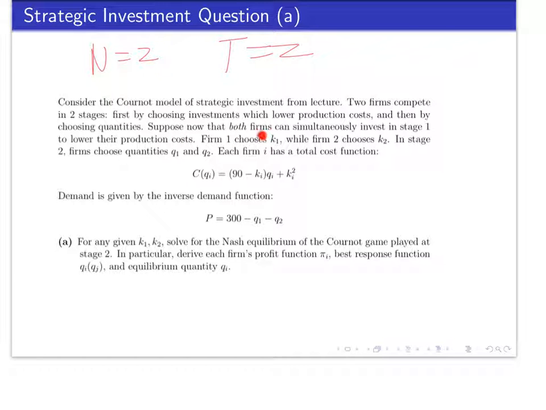Suppose that both firms can simultaneously, so this isn't like one firm picks their level and then the next firm picks, can simultaneously invest in stage 1 to lower their production costs. So investment, again, happens in stage 1. Firm 1 chooses K1, firm 2 chooses K2, and then in stage 2, they choose quantities and then just compete the way they normally would. This is the cost function.